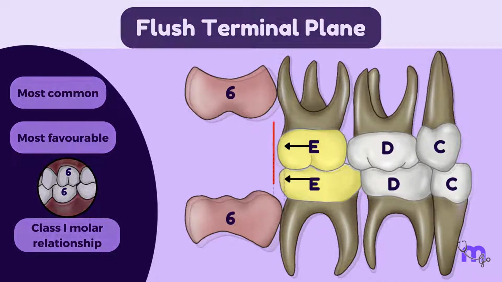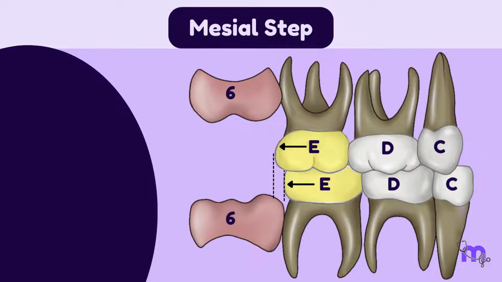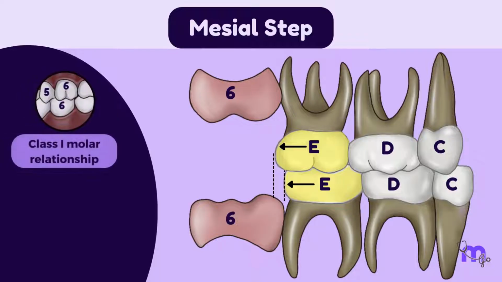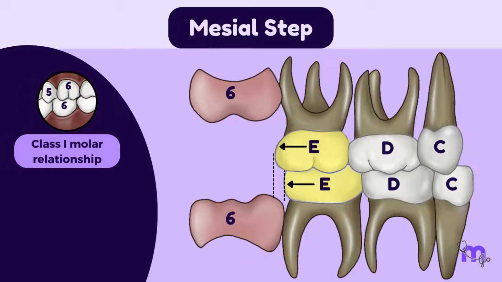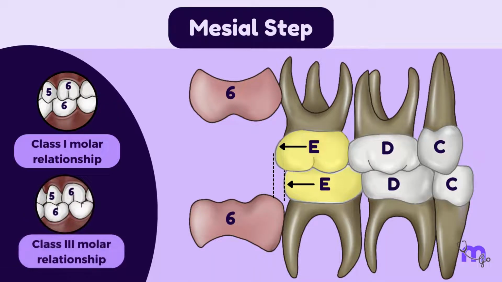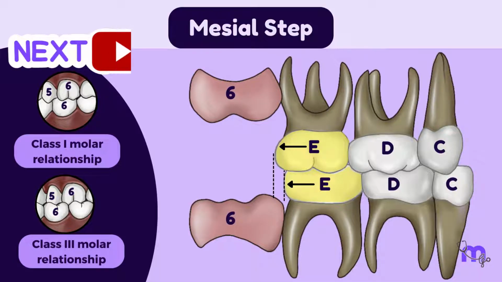The mesial step also guides the permanent molars into a class 1 relationship, but it may also lead to class 3 malocclusion during molar transitions. We will be discussing this aspect in our upcoming video. In this plane, the distal surface of the deciduous lower second molar is more mesial to that of the upper second molar.